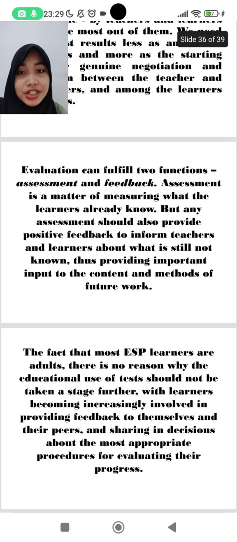Evaluation can fulfill two functions: assessment and feedback. Assessment is a matter of measuring what the learners already know, but any assessment should also provide positive feedback to inform teachers and learners about what is still not known, thus providing important input to the content and methods of future work. Given that most ESP learners are adults, there is no reason why the educational use of tests should not be taken a stage further, with learners becoming increasingly involved in providing feedback to themselves and their peers and sharing decisions about the most appropriate procedure for evaluating their progress.